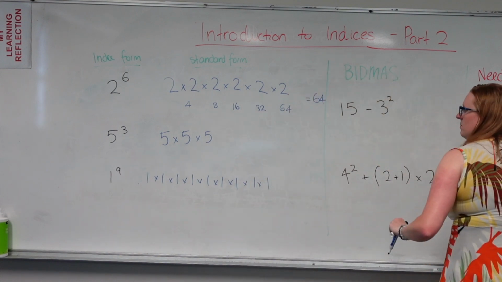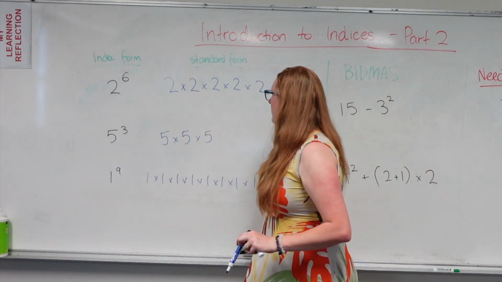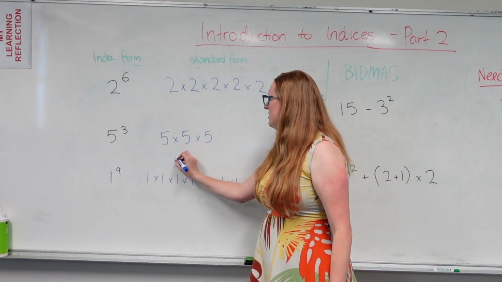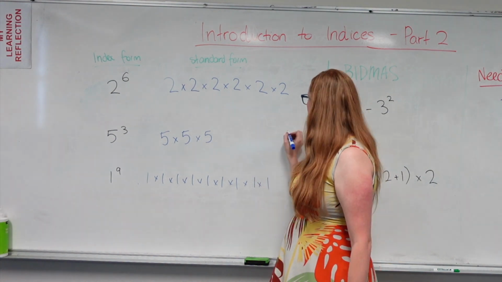Let me rub that working out. Now here I've got 5 5s are 25. Times 5 is 125.